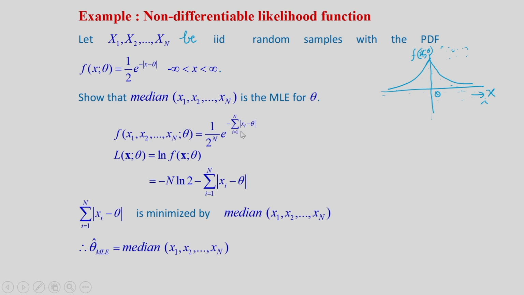This PDF is given by this because it is an IID, independent and identically distributed random variable. So, if we have to take the joint PDF, that is the product. So, this product is given by this. So, log likelihood function is given by minus n log of 2 minus summation mod of x_i minus theta, i going from 1 to n. Because there is a negative sign here, we have to minimize, and this minimization is done by the median of x1, x2 up to xn. This absolute sum will be minimized if we take theta to be the median. Therefore, theta hat MLE is the median of x1, x2 up to xn. We see that for the Laplace distribution, the MLE for theta is not the mean, but the median of x1, x2 up to xn. So, that way we considered how to find out MLE for a non-differentiable likelihood function.